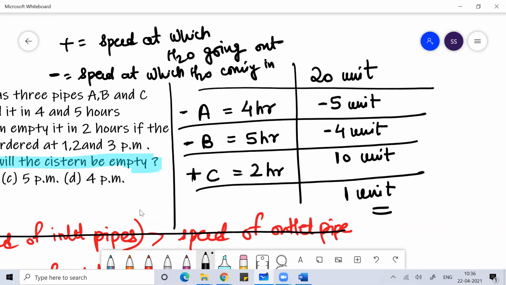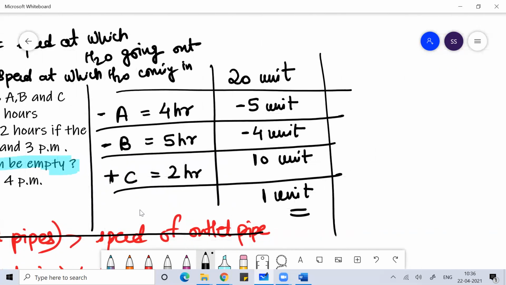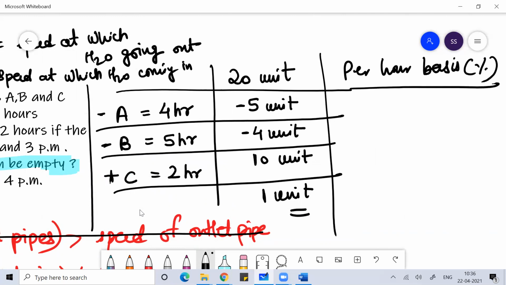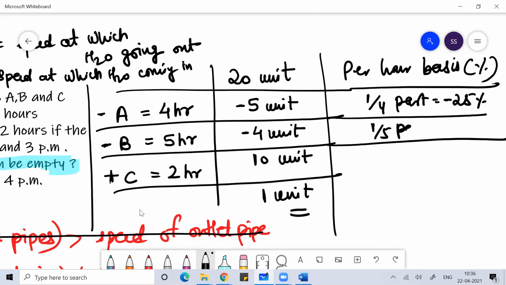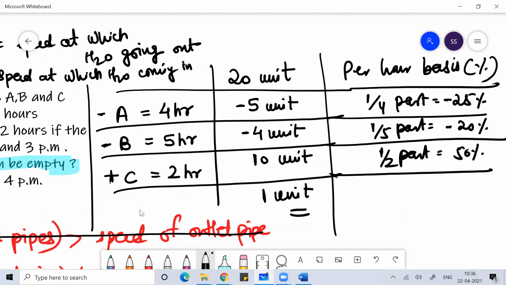You can also understand this on a per hour basis, in terms of percentage. Every hour the first inlet pipe will do 1 by 4 part of the work, 25% of the work. The other pipe will do 1 by 5, meaning 20% of the work, while the outlet pipe will do 1 by 2 part, meaning 50% of the work. So every hour, 5% of the work is being done. Here the plus sign means the water is going out, and the minus sign means the water is coming in. So in a total of 20 hours the complete system will get empty.